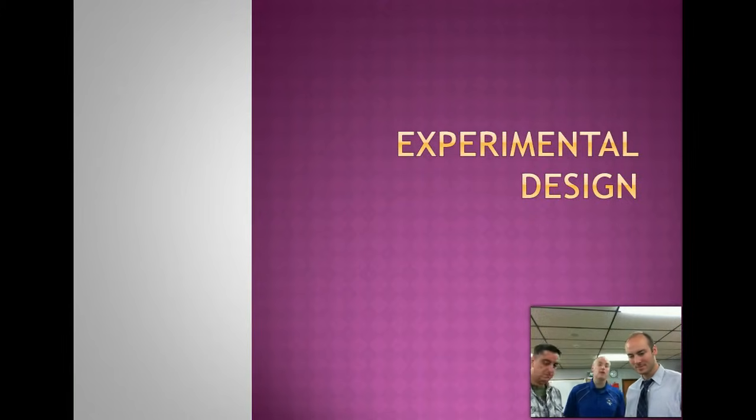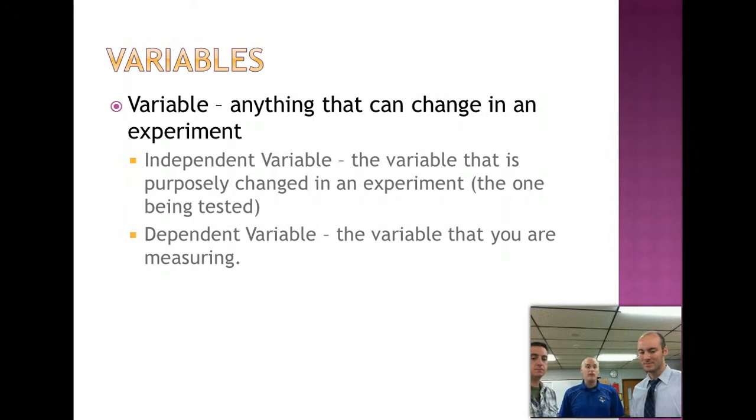This time it's on experimental design. Now it's just like the name implies, it's how you make your experiment. It's how you design it. The first part of this step in experimental design is identifying your variables. A variable is anything that you're going to change in there.